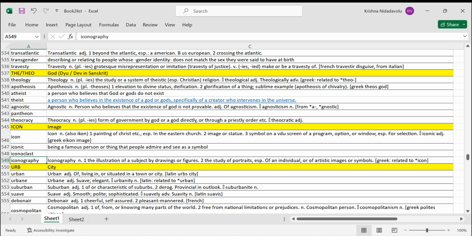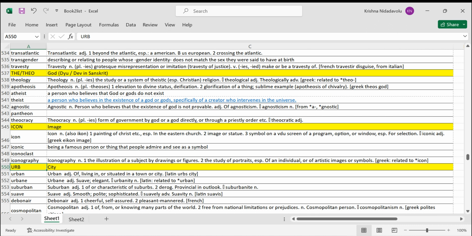Next, urb. We know the word urban, which means a city. Urb is also from the same Latin root, which means city. Urban describes cities and people living in them, right? Suburb is a town near or under a larger city. Suburban houses, suburban settlement, etc. That's what we use.